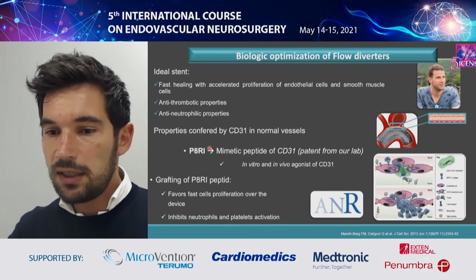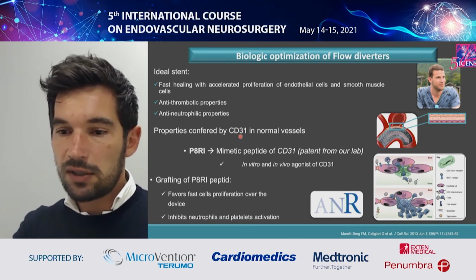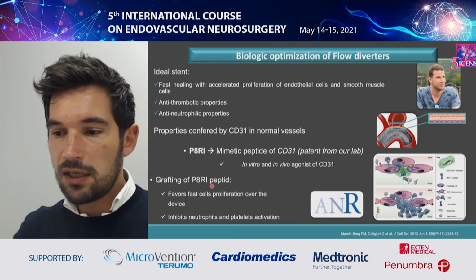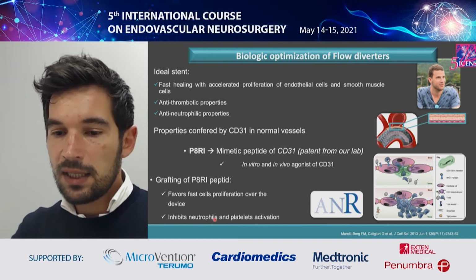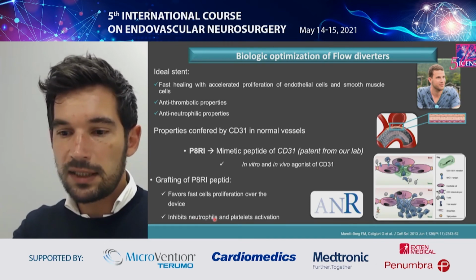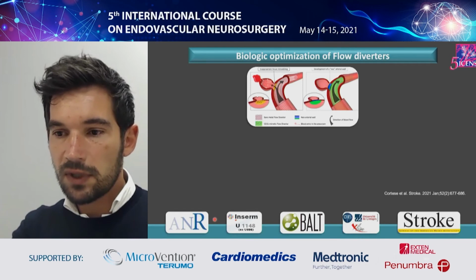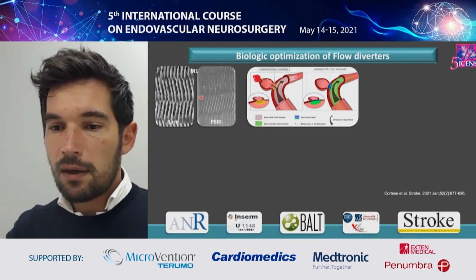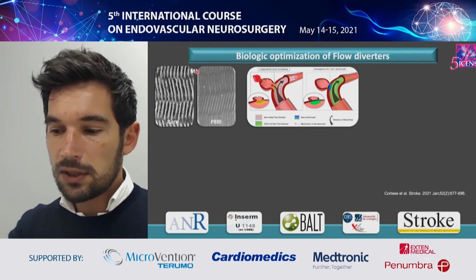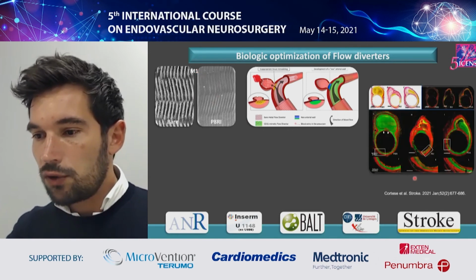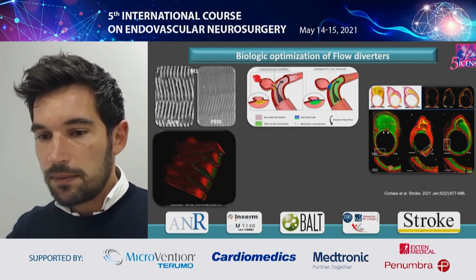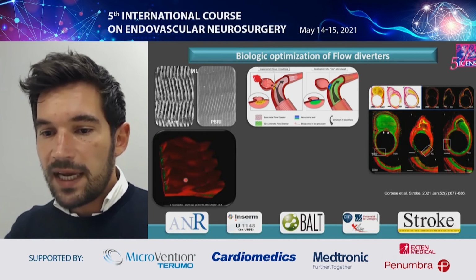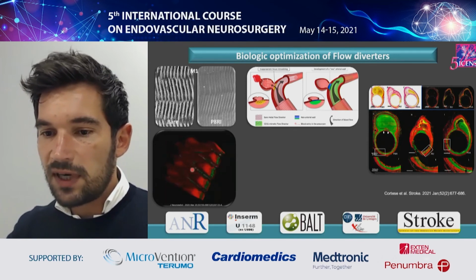So this is what we did. We used the mimetic of CD31 and we grafted it on silk flow diverters in order to favor fast cell proliferation over the device and inhibit neutrophilic and platelet activation. And we observed a much greater endothelization, much faster at 1 month in rabbits. We observed also a greater endothelization at the level of the neck, and we observed elastin and collagen proliferation over the device for safer healing.